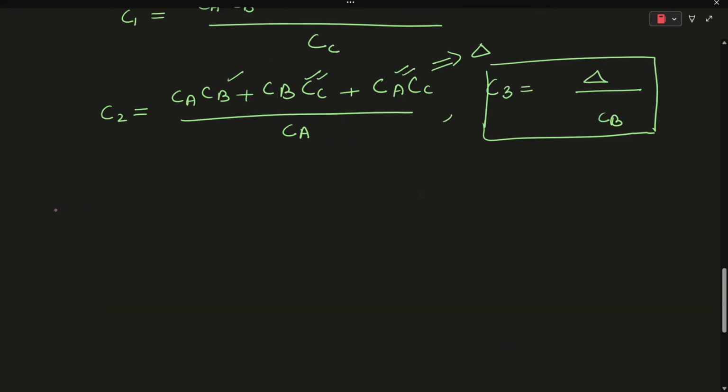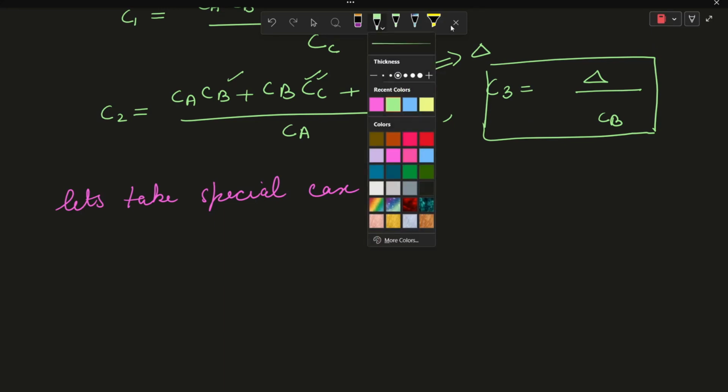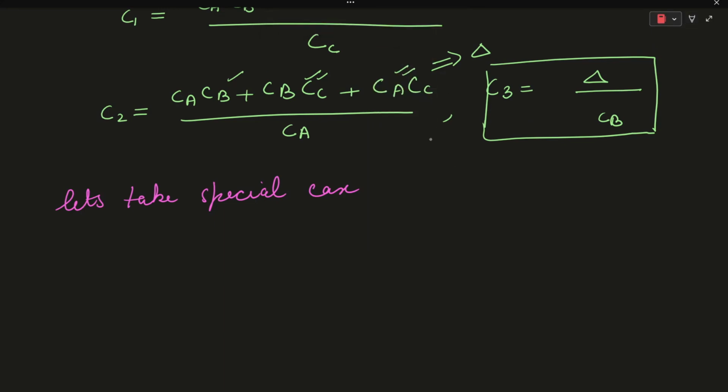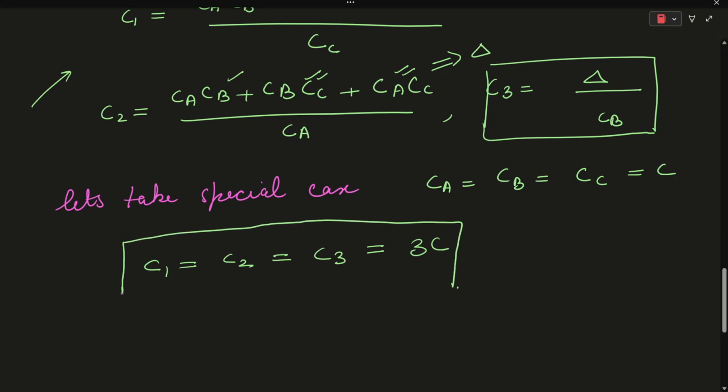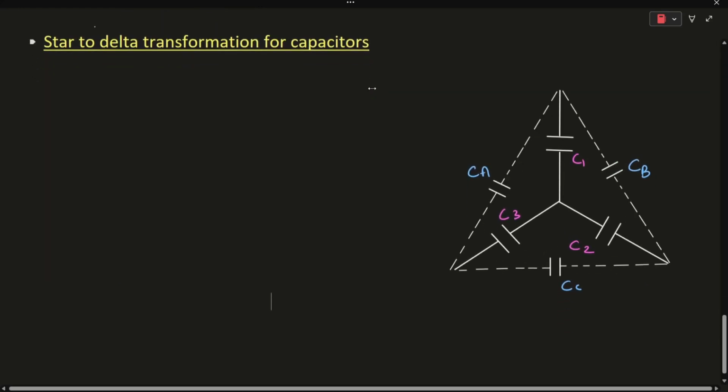Now let's take a special case. Let's say the values of the capacitors CA, CB and CC are all equal, so CA equal to CB equal to CC, and let us assume that is equal to C. By applying the above formulas, we can say that the value of C1 will be equal to C2 will be equal to C3 will be equal to 3 times C. So whenever a delta system is converted into a star system, the value of the capacitors increases 3 times.